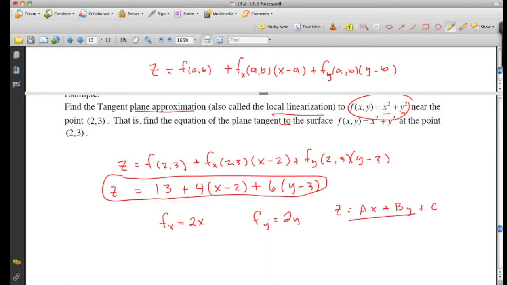Okay, so finding the equation of a tangent plane is pretty simple if you know this formula. This is a formula I'm going to expect that you have memorized.